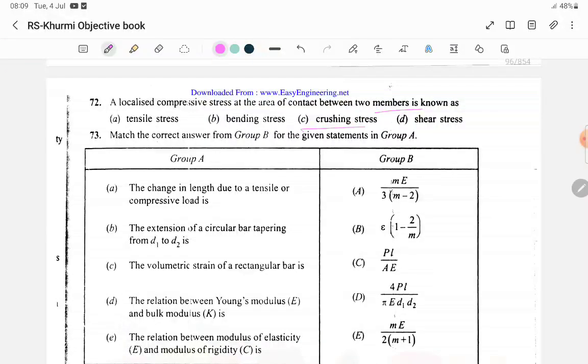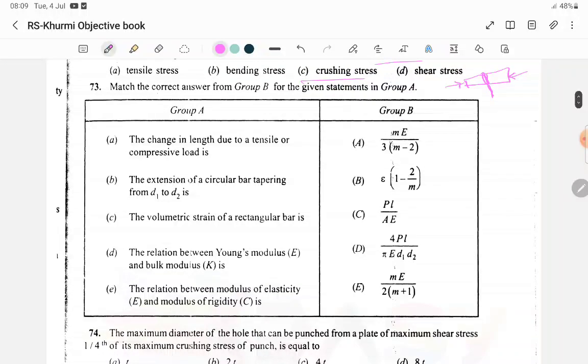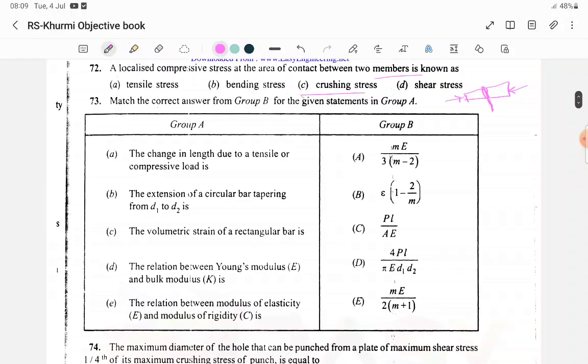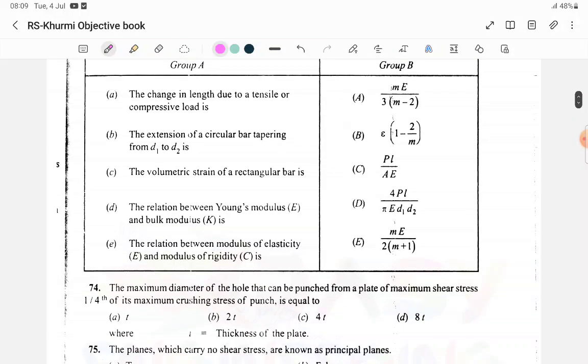That is the crushing. So here one rod is there, one more rod is there. Both sides you push and apply force. What will happen here? Some crushing force will come because of this compressive nature. The localized. This one you can write now. The extension of a circular bar tapering from D1 to D2 is 4PL by pi D1 D2 into E. Next, volumetric strain of a rectangular bar. So that is 1 minus 2 mu into E.